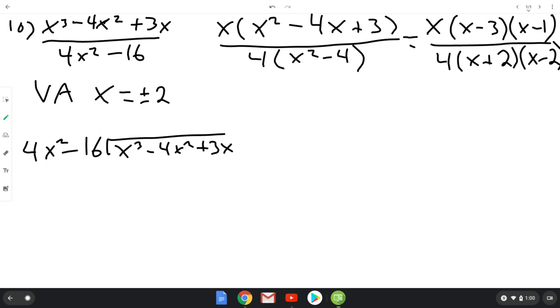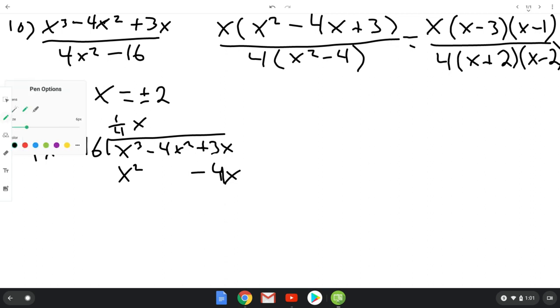So we are going to ask ourselves what times 4x squared is going to give us x cubed. So that'd be 1/4 x. 1/4 x times 4x squared is x cubed. 1/4 x times -16 is -4x. And we're going to put it over here with the other x term so we can combine like terms.